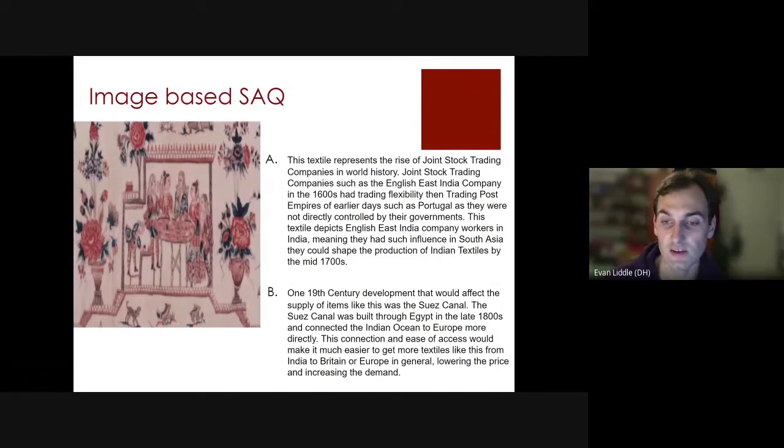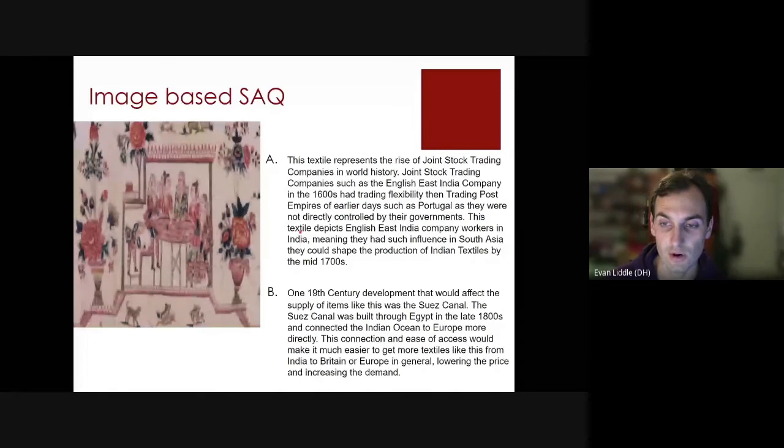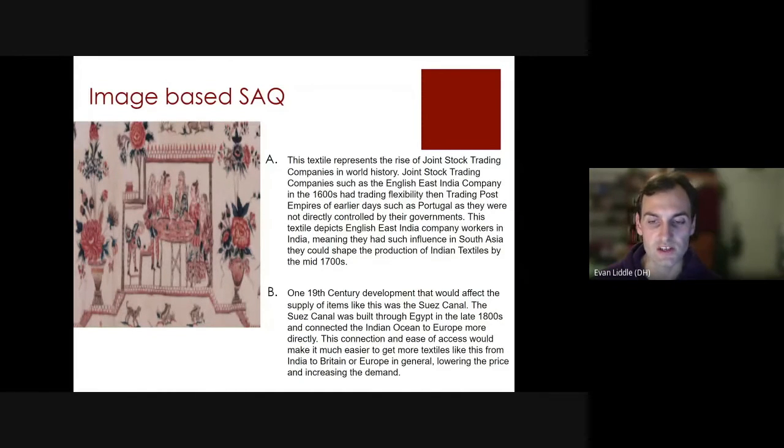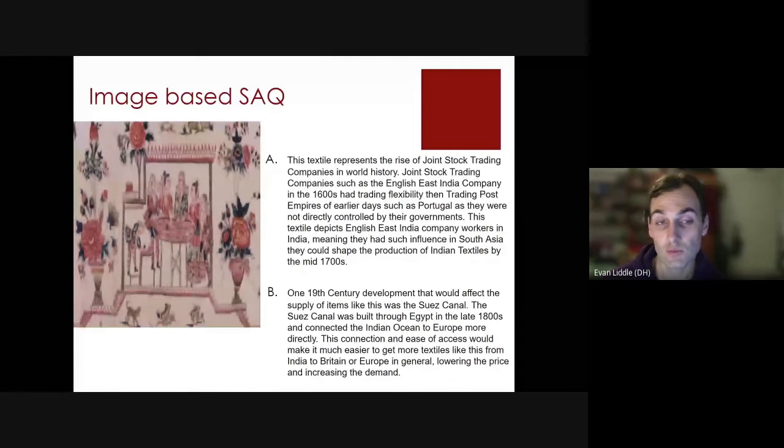This textile depicts English East India Company workers in India, in South Asia, meaning that by the time it was made in the early to mid 1700s, clearly the East India Company had a great deal of influence in South Asia. And this is a testament to their success and the rise of this new form of economic exchange. And so I thought that one was the easiest, and so that's the one I went ahead and went for.